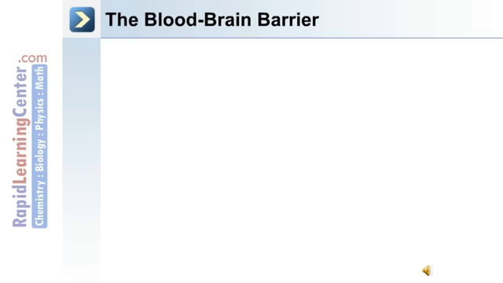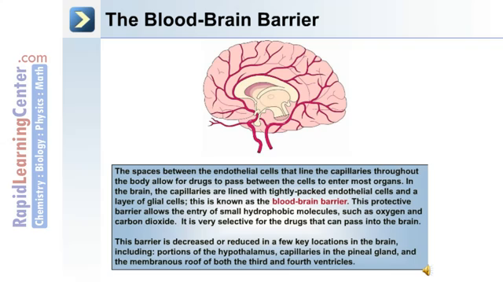A major protective barrier for the brain is called the blood-brain barrier. The spaces between the endothelial cells that line the capillaries throughout the body allow for drugs to pass between the cells and enter the tissue. In the brain, however, the capillaries are lined with tightly packed endothelial cells and a layer of glial cells. These make up the blood-brain barrier. This protective barrier allows the entry of small hydrophobic molecules such as oxygen and carbon dioxide, but it's very selective for drugs and it prevents them from passing into the brain.